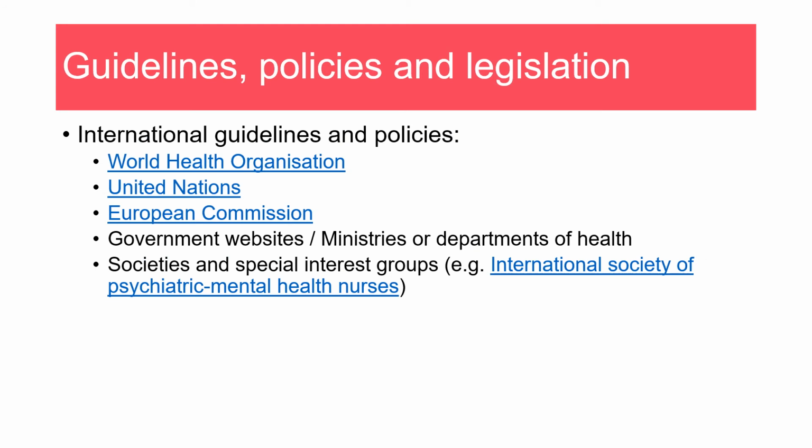If you are looking for international guidelines, policies and legislation, you can of course search within the academic databases for those types of materials, but you'll find that the grey literature is often found within specific organisation websites. So for example, you can search the World Health Organization. They have guidance on human rights practice and mental health law.